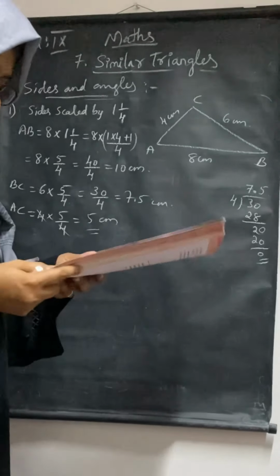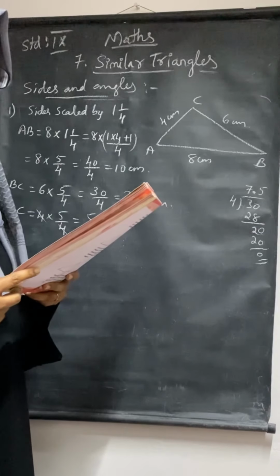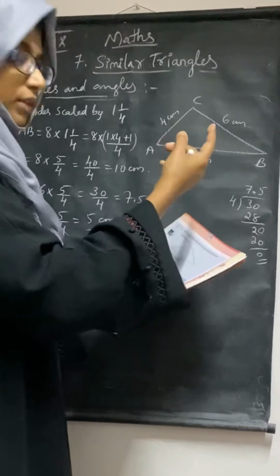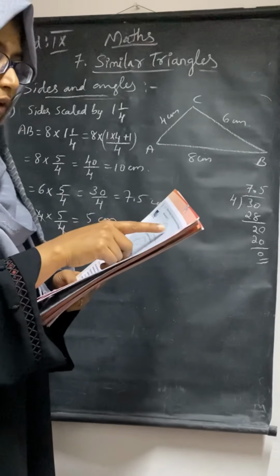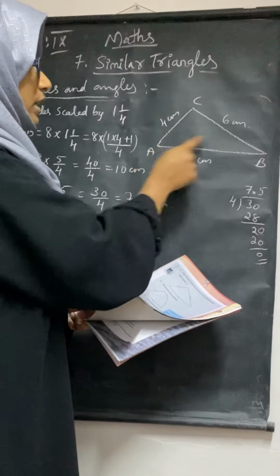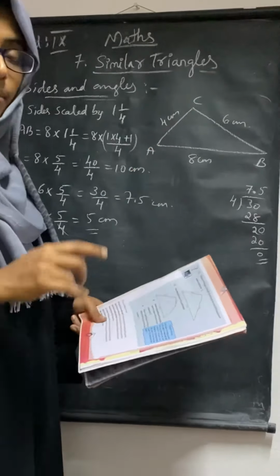Next problem, page number 107. First question, drawings, important. Draw a triangle of angles the same as those of the triangle shown and sides scaled by 1 by 4. You can see one triangle given, ABC, you can give the name anything, with 8 centimeter, 6 centimeter, 4 centimeter given. They told us to draw another triangle with the same angles. Whatever angle you have here, the same should be there, but we don't know what the angle is, so let it be.